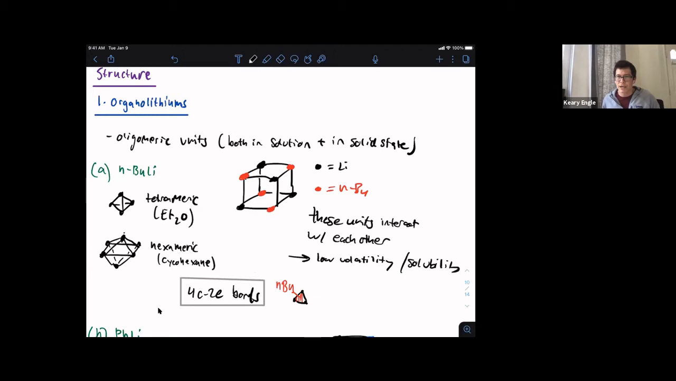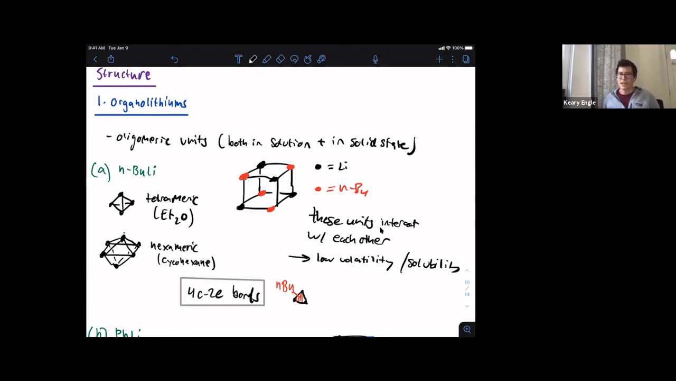In all these cases, the n-butyl groups or the overall structures possess these four-center two-electron bonds. And so I've tried to depict that in cartoon form here, where you have two electrons that are formally belonging to this n-butyl group, but really are distributed across the carbon of the n-butyl, as well as the three lithium centers.